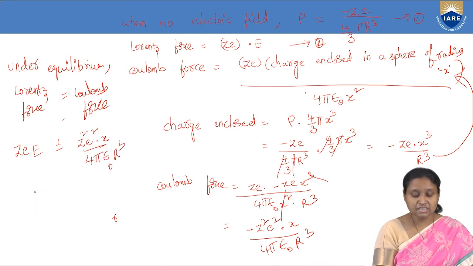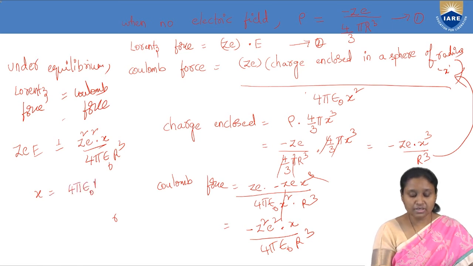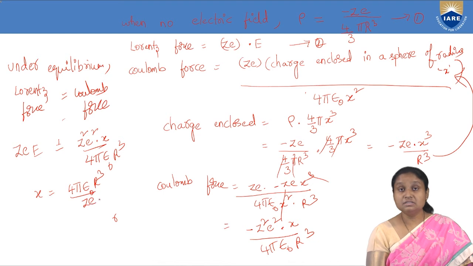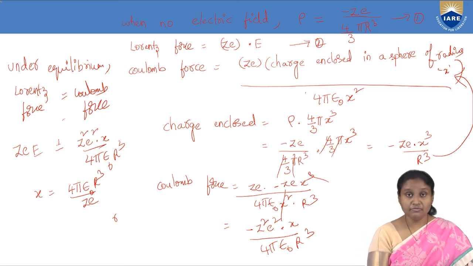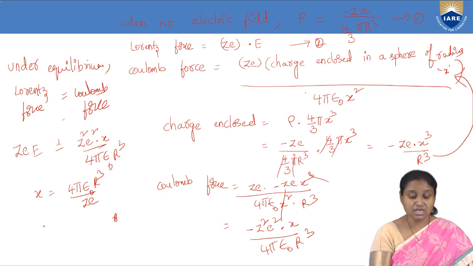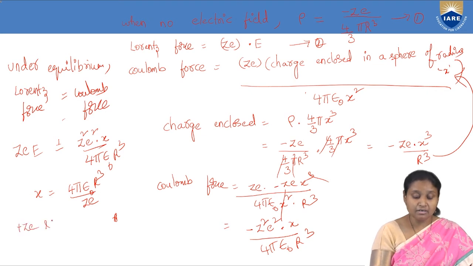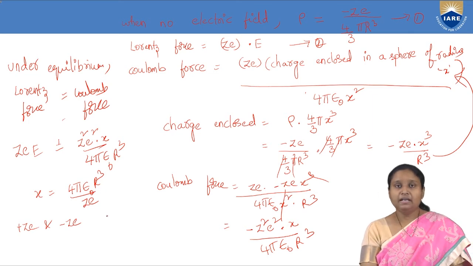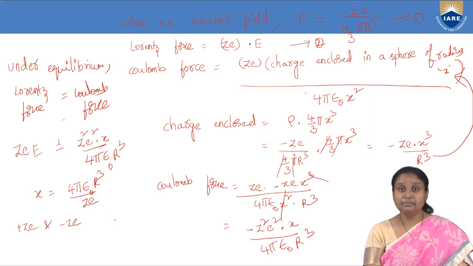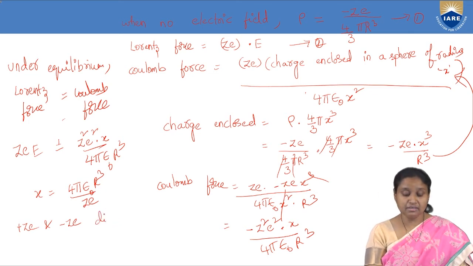Now from this, what is our x? x comes out to be 4 pi epsilon naught r cube E by Ze. So this is the displacement between the two charges. And here we have the nucleus and electron cloud displaced by a small distance, so they are forming a dipole. And we know that when we have such a dipole, with two charges plus Ze and minus Ze, they are displaced by distance x.